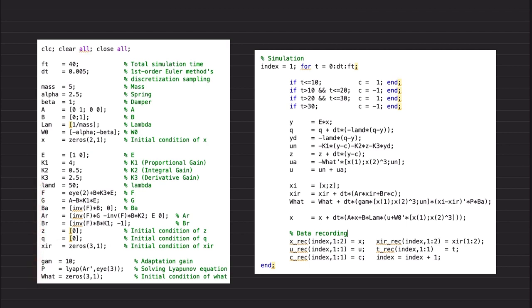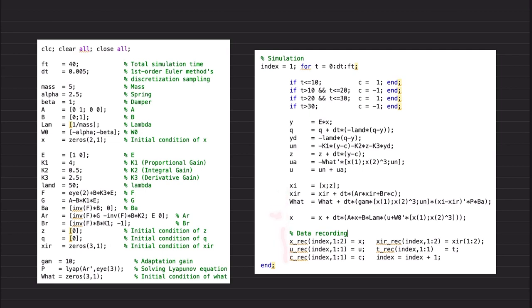Gamma, P, W hat. This is Y. This is Q. This is the filtered derivative. This is UN, integral state, adaptive control. Total control is UN plus UA. And this is the Kc XZ. This is the aggregated reference model, W hat, and finally applying to the state, system dynamics.